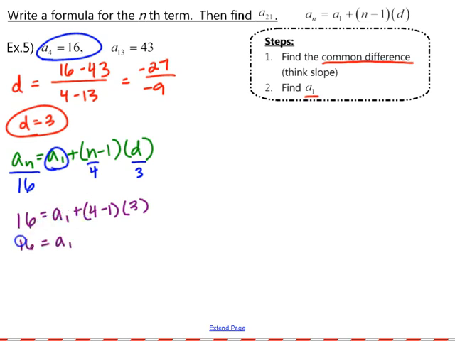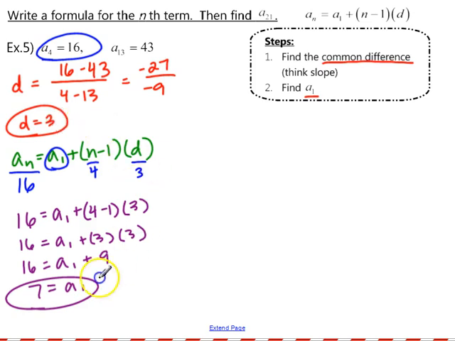So 16 equals a sub 1 plus 3 times 3. 16 equals a sub 1 plus 9. And then 7 equals a sub 1. So these are the two pieces of information we need to even start finding the formula for the nth term. So now we can start where we did for example 3 and 4.